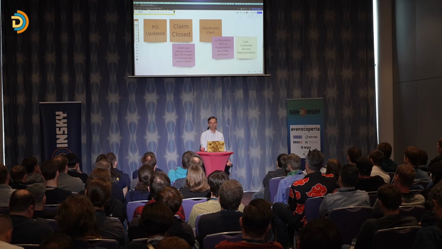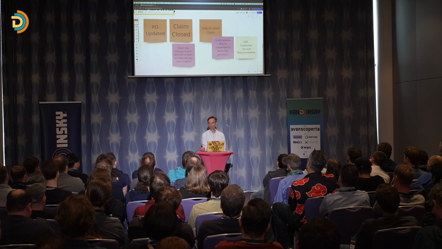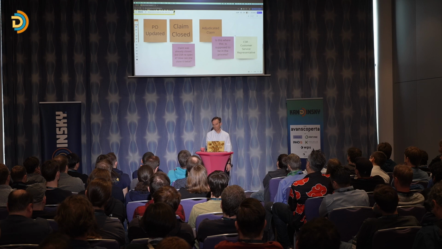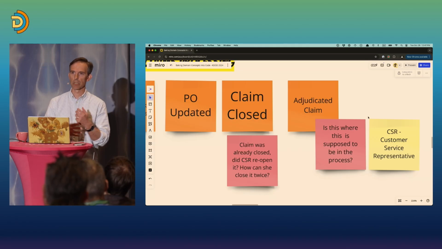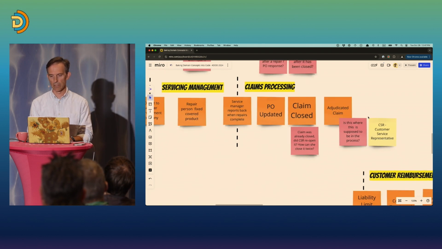So you see that the orange sticky notes are capturing what happened in the story, right? What happened in this process. And then we're using these pink or red stickies for questions that came up. And then we're also using these yellow ones to capture definitions, right? What is a CSR? They're a customer service representative.